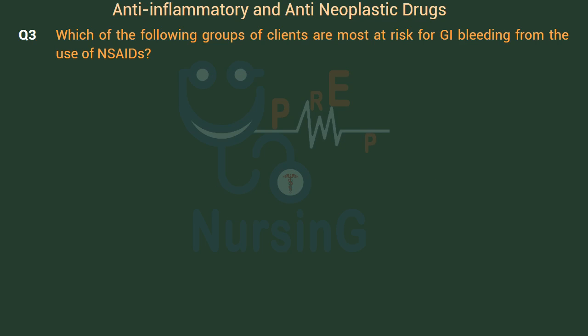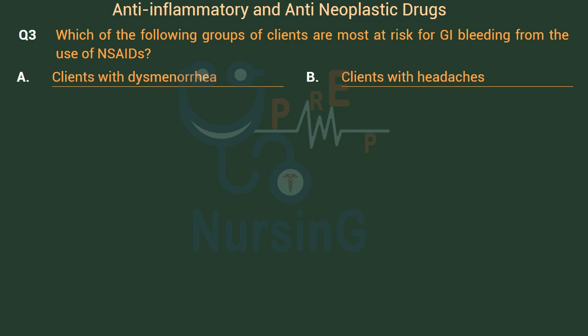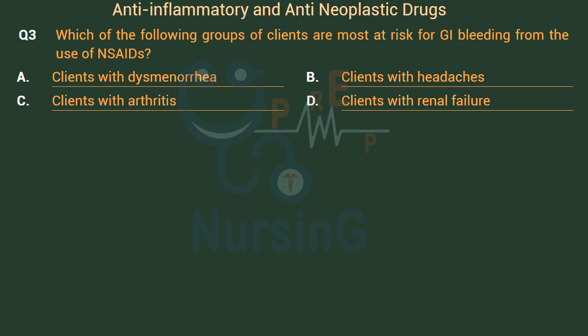Which of the following groups of clients are most at risk for GI bleeding from the use of NSAIDs? Option A. Clients with dysmenorrhea. Option B. Clients with headaches. Option C. Clients with arthritis. Option D. Clients with renal failure. Right answer is Option C.